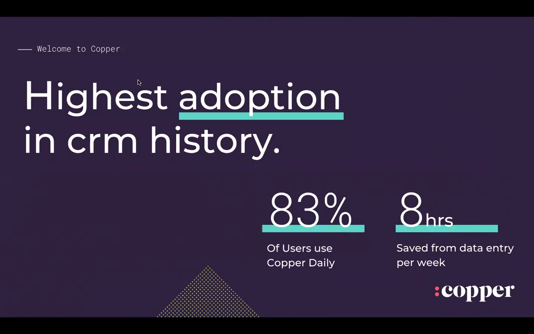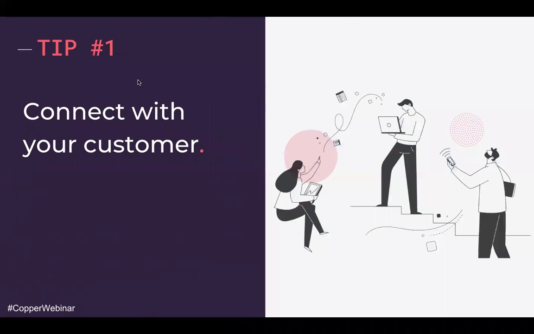Copper is a CRM in the G Suite space, and so our partnership here with Agosto makes perfect sense. But we're not here to talk about Copper. We're really just here to talk about some ways that hopefully you can improve your sales processes internally. So I'm going to start with number 1, connect with your customer.